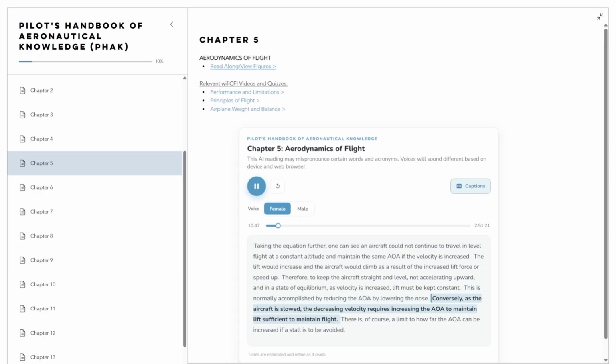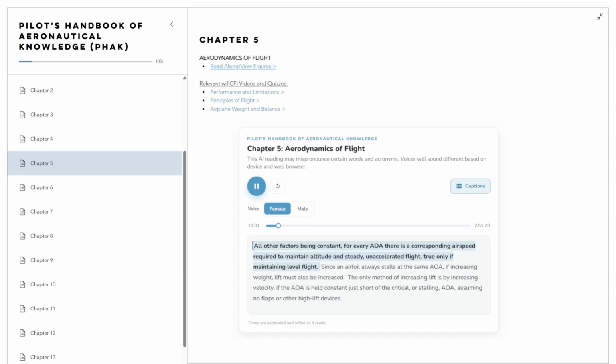Conversely, as the aircraft is slowed, the decreasing velocity requires increasing the AOA to maintain lift sufficient to maintain flight. There is, of course, a limit to how far the AOA can be increased if a stall is to be avoided. All other factors being constant, for every AOA there is a corresponding airspeed required to maintain altitude and steady, unaccelerated flight, true only if maintaining level flight.